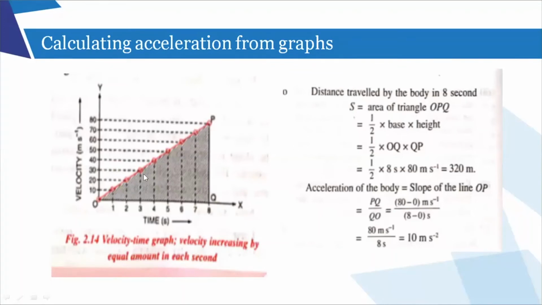So this is the line. From here you take one perpendicular from this point. From P you take a straight line to the y-axis, 80. Then from the lower point Q take a line to the y-axis, 0. So 80 minus 0. And now from P take a line to the x-axis. It comes down at 8 seconds.